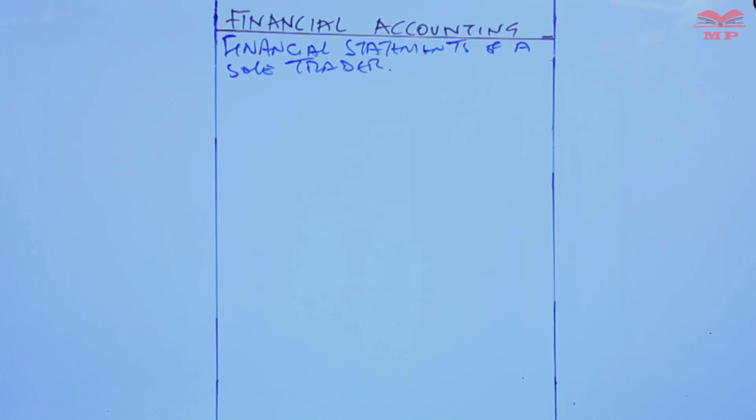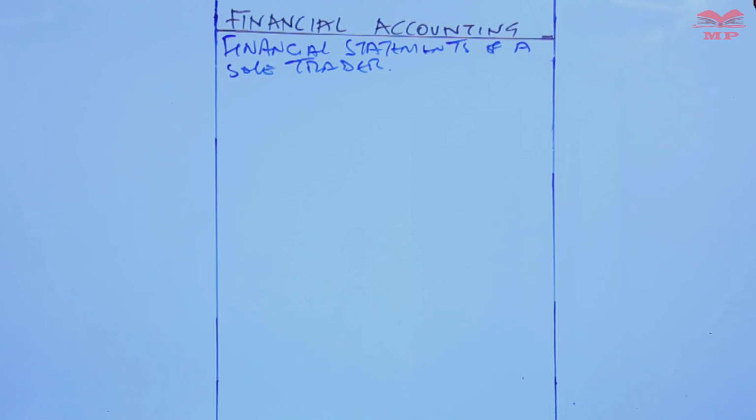One of the key financial statements for a sole trader is an income statement, also known as a profit and loss account. Now, the profit and loss account shows the revenue earned and expenses incurred by the business over a specific period. And it is this statement that helps us to determine the net profit or loss of the business.